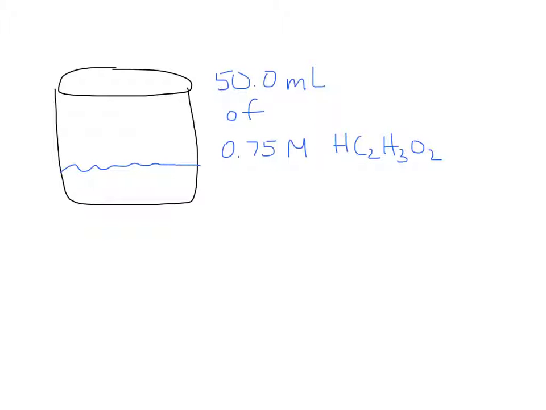And then the question is, well, what's the pH? To solve this problem, we have to start by setting up an equilibrium equation. And then from there, we're going to plug in some values and use an ICE table to solve the problem. So the first thing is we have to know what we're dealing with. So we're dealing with acetic acid, HC2H3O2, dissociating into the hydrogen ion and the acetate ion.